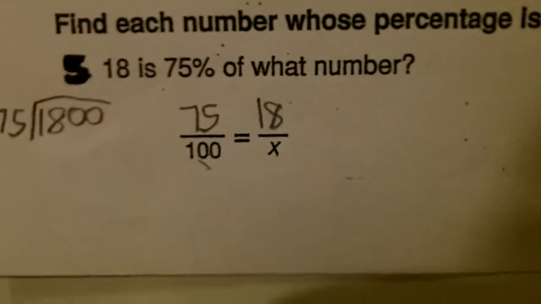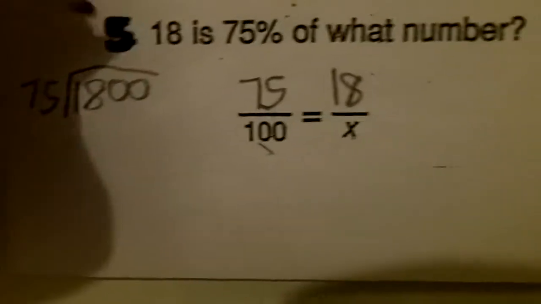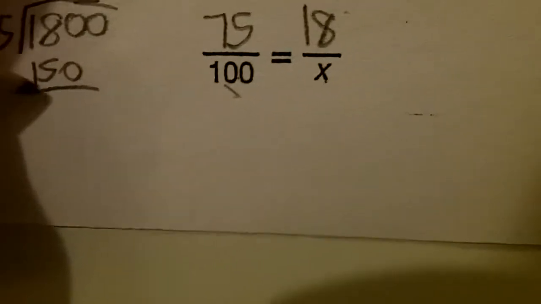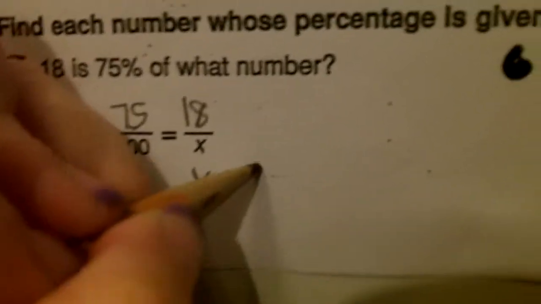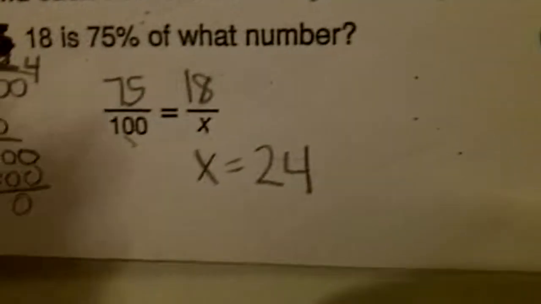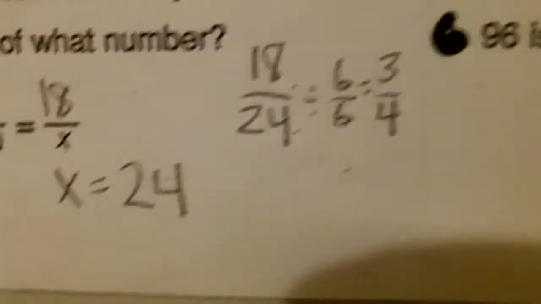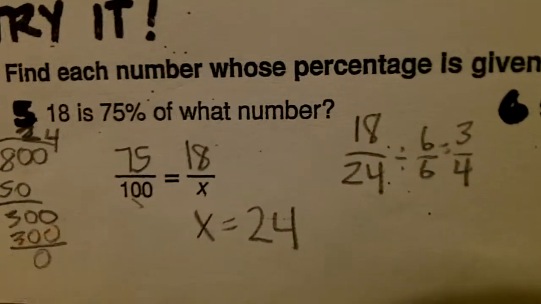18 times 100 is 1,800. Now I'm going to divide by 75. 75 goes twice into 180. And 75 goes 4 times into 300. Meaning that x is equal to 24. This should make sense because if you put 18 over 24 and you divide both of these by 6, you get 3/4, which is in fact equal to 75%.